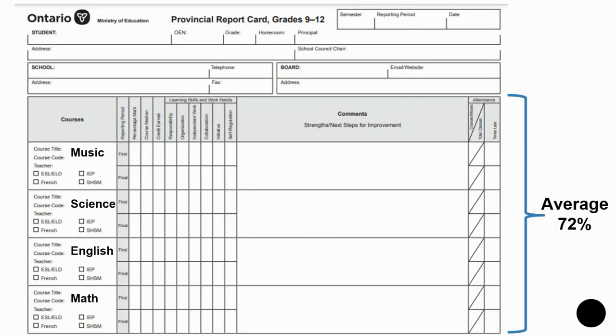But now imagine for a moment that all the report card told you was the overall average for the semester, and you didn't know how well the student achieved in each course. This isn't nearly as helpful, especially when we realize that this distribution of marks would give the same 72% average. It is important to know each student's strengths and areas that students can focus on for improvement.